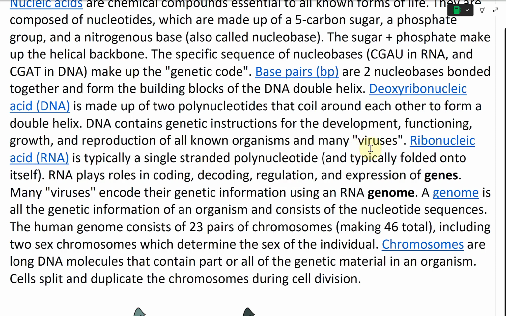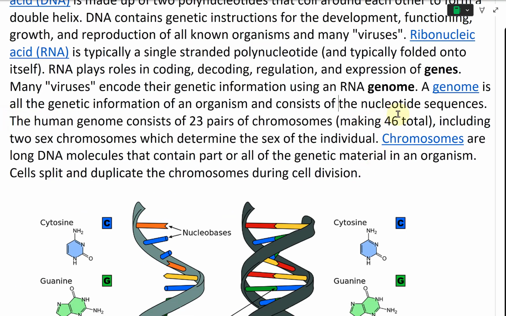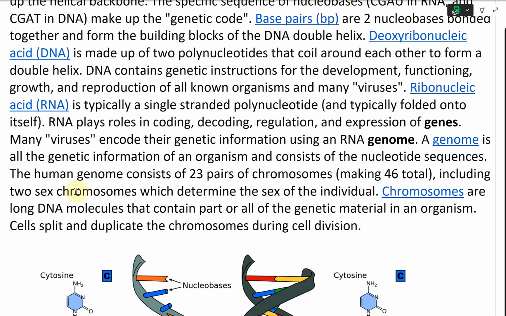And ribonucleic acid, or RNA, is typically a single-stranded polynucleotide and typically folded onto itself in nature. And then RNA plays roles in coding, decoding, regulation, and expression of genes. And many viruses encode their genetic information using an RNA genome. And a genome is all the genetic information of an organism and consists of all the nucleotide sequences.